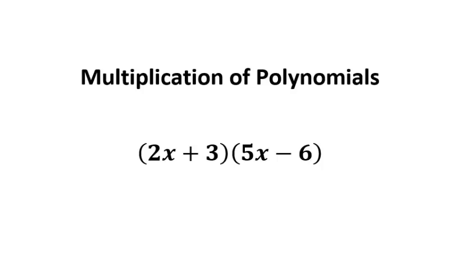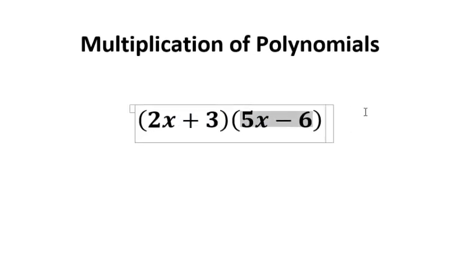Okay, multiplication of polynomials. To multiply polynomials, we're going to have to use the distributive property, which means we're going to multiply this term in here with both of the terms in the other parentheses, and this other term with both of the terms in the other parentheses too. Okay, so let's begin working with this kind of exercise.